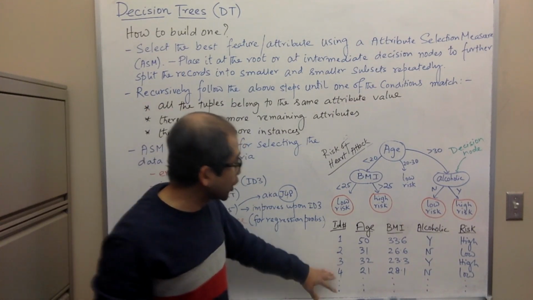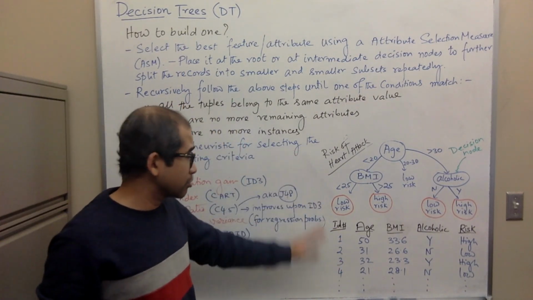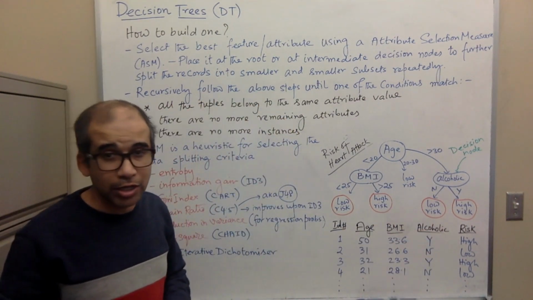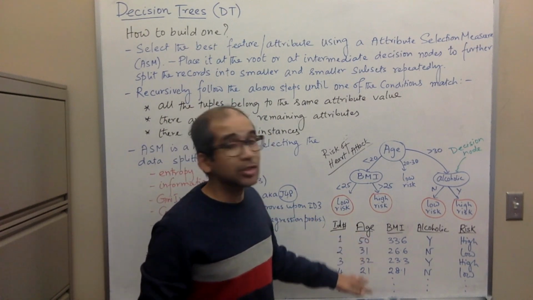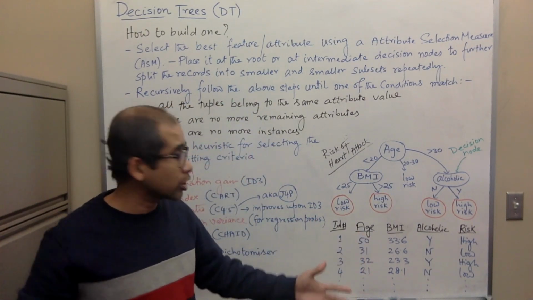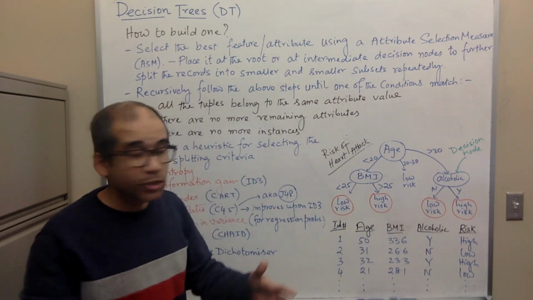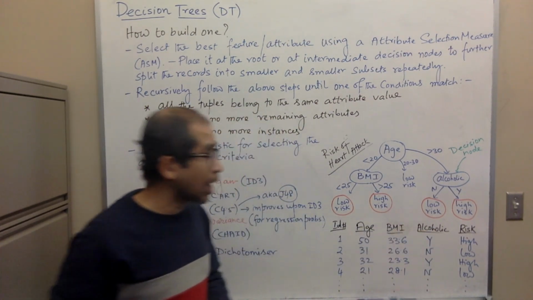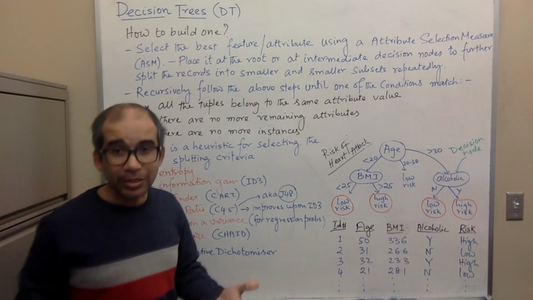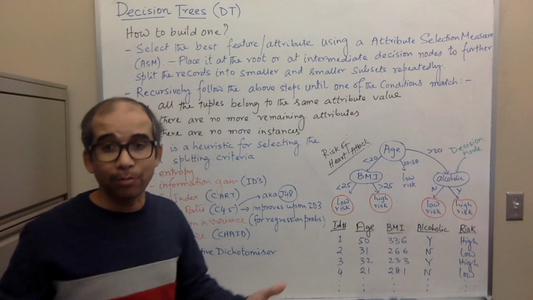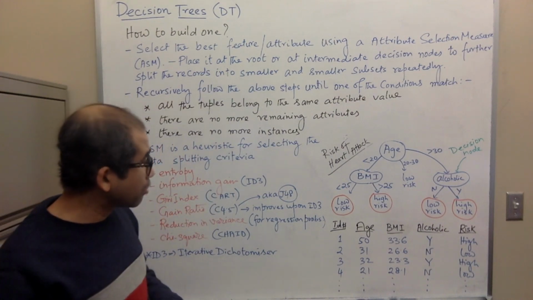So this ID number is just the records 1, 2, 3, 4, 5, and many others, then age, BMI, whether alcoholic or not, and the risk associated with it. So we are given this data set. There will be multiple features here, just 3 features: age, BMI, and alcoholic. Based on that, we categorize the risk, high or low. That is a binary classification. But in practice, there can be multiple attributes, or n attributes, and n can be a pretty large number.